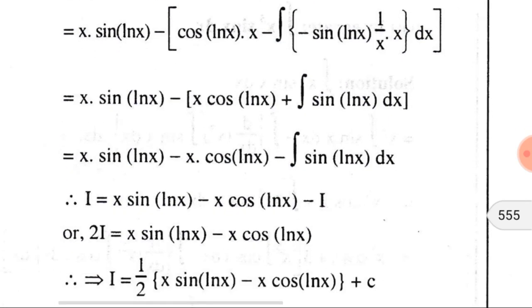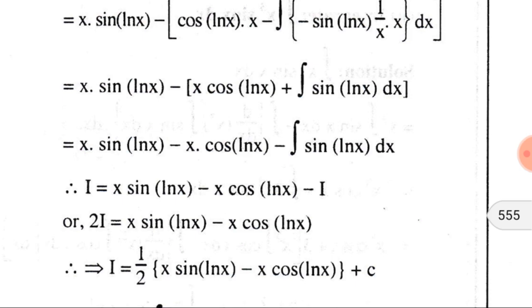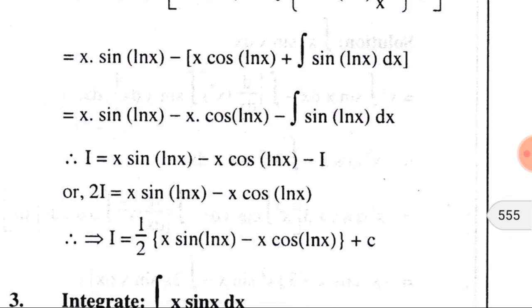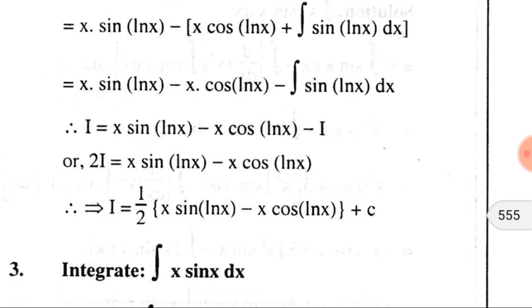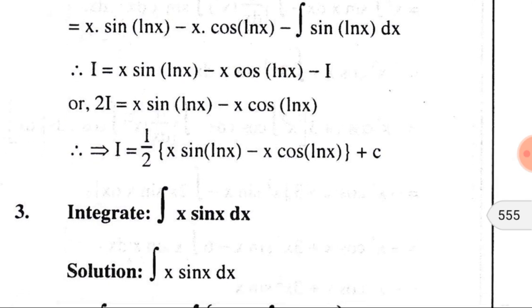It is the given function. And if we consider the integration of sine of ln of x dx as I, then this equality becomes I equals x sine of ln of x minus x cos of ln of x minus I. After simplification, we get 2I equals x sine of ln of x minus x cos of ln of x. That means the minus I was on the right side of the equal sign, then if we bring it to the left side, it becomes plus. Then I plus I means 2I. Here I have written 2I. Then I equals half x times sine of ln of x minus x cos of ln of x, plus c.